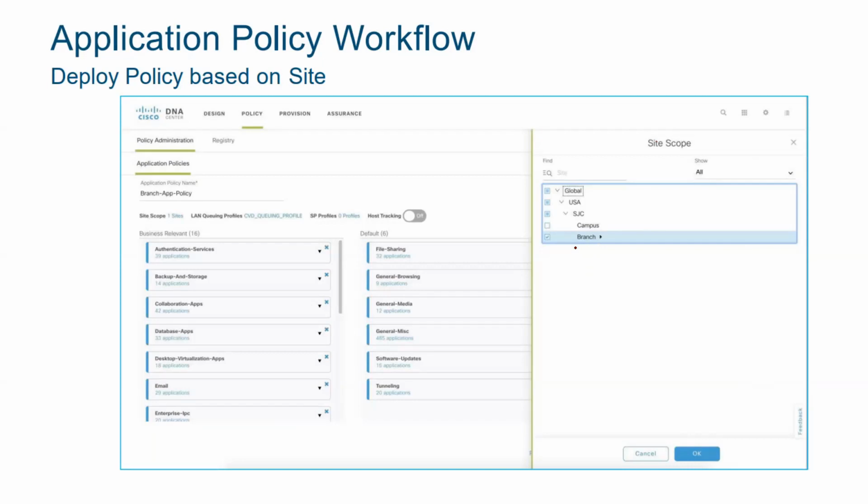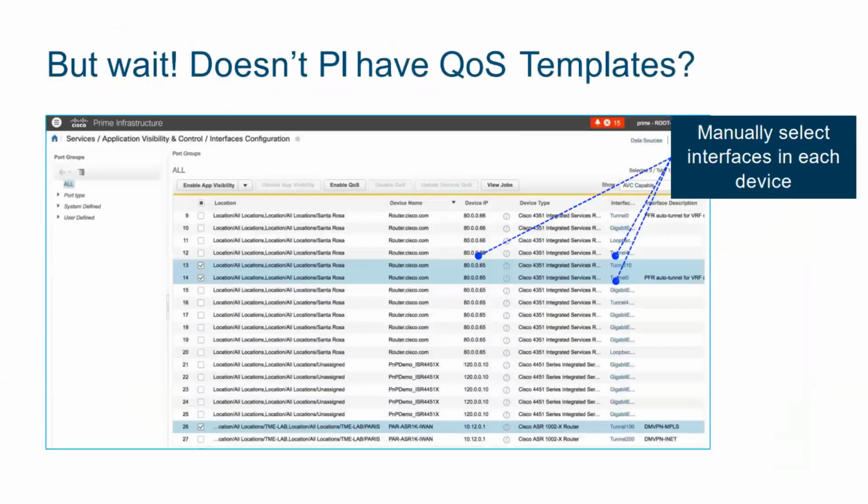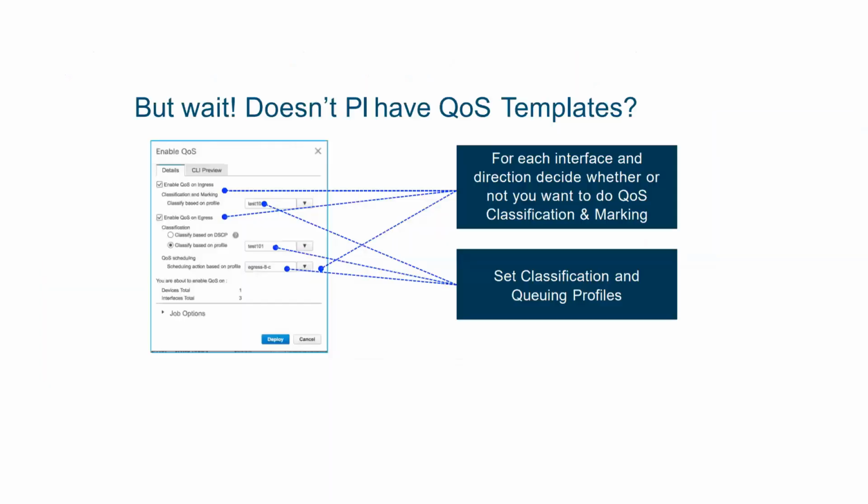Again, we can assign it here to sites. We can assign it to the whole USA, or only to this branch. Do we have PI in QoS? Yes, but again, we create that template, we need to look at every device, every interface, and apply it inbound and outbound. This is crazy, all of us have done that in the past, and hopefully that will stop soon.